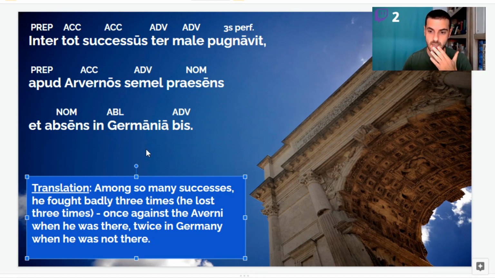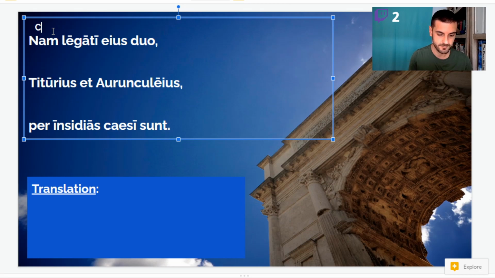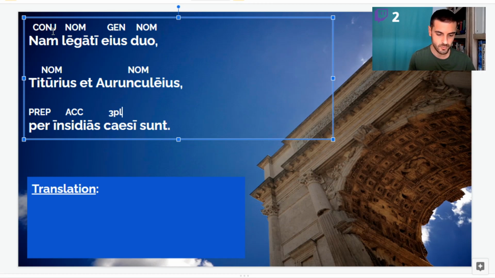So obviously he had his commanders. And we're going to see who they were. Nam, because these are his 2 defeats, I believe. Legati eius, so his lieutenants, his 2 lieutenants, Titurius et Aurunculeius, the orange one. Ooh, interesting. Per insidias, and insidias is an ambush. Caesi sunt, 3rd plural, perfect passive.